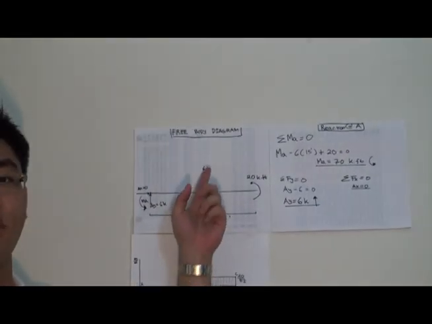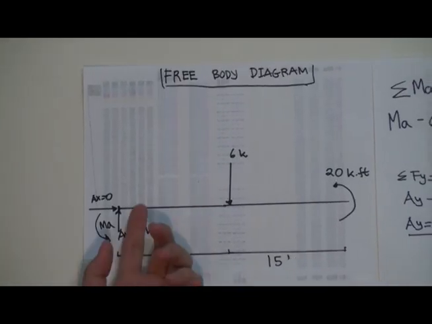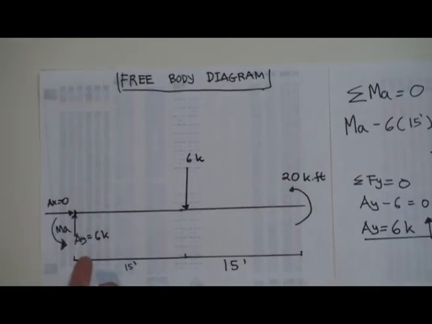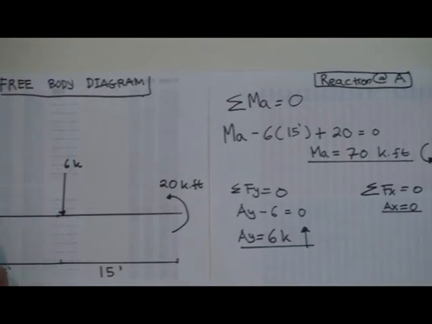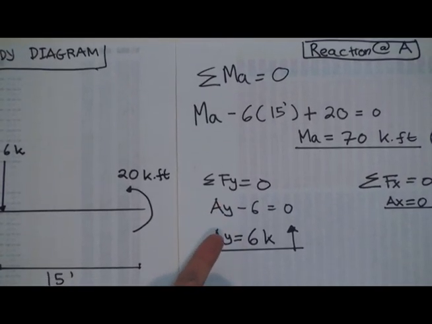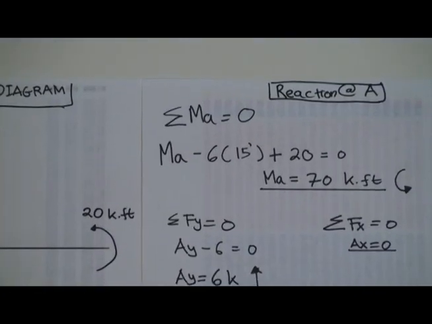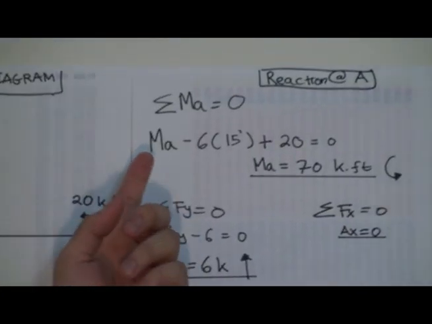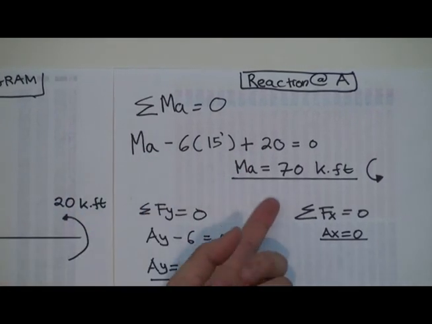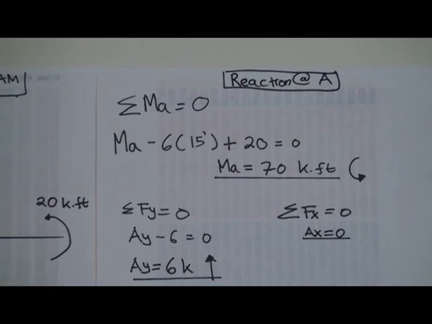So this is the free body diagram. We have to find the reactions at A. We have a normal vertical force and a moment at A. To find the vertical force AY, we use the summation of forces in the y direction equals 0, and we get AY equals 6 kips pointing upwards. Then to find the moment at A, we use the summation of moments at A equals 0, and we get the moment at A equals 70 kip-feet anti-clockwise.